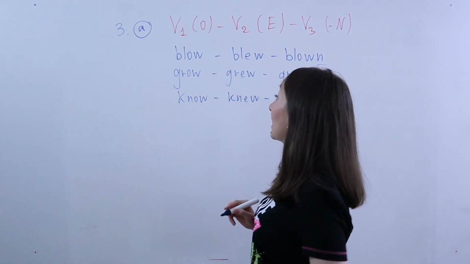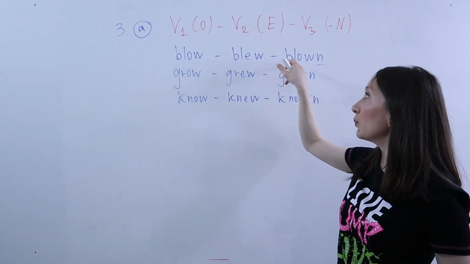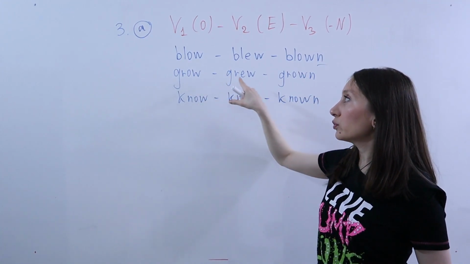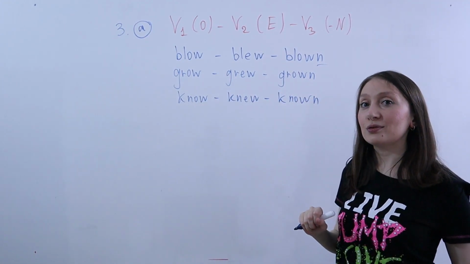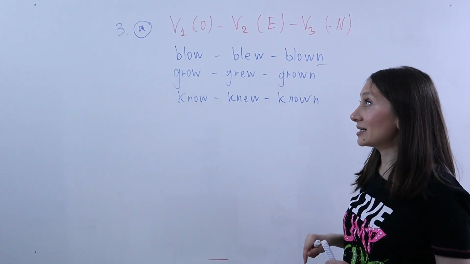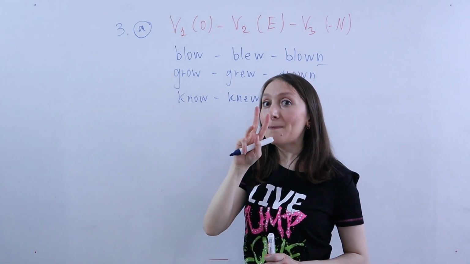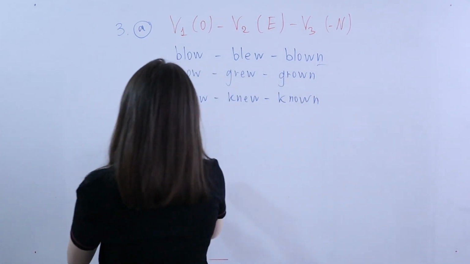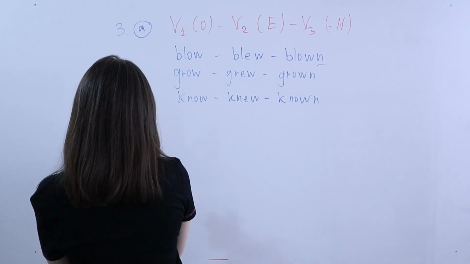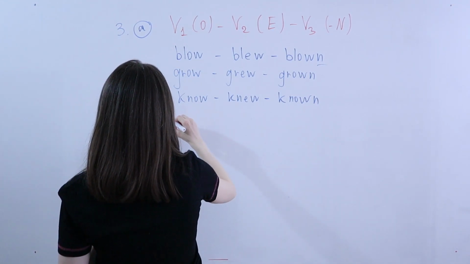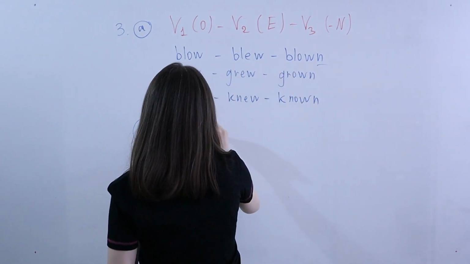Let's repeat once again. So, blow, blew, blown. Grow, grew, grown. Know, knew, known. Alright? Super easy as you can see. So, the next group, the same group, number 3, but category B. Right? So, here, in the main verb, we have letters EA.